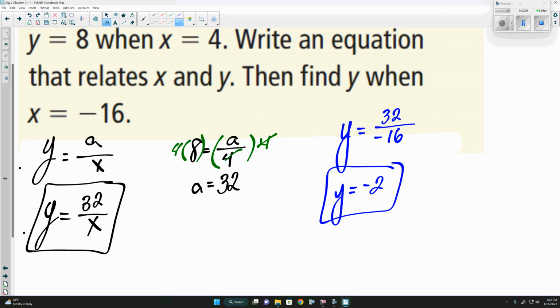Questions on this here? Now, some of the ones on the homework, when you're solving them, they don't reduce. So if it had been, say, 32 over 7, that doesn't reduce. Leave it as 32 over 7. If you get an ugly decimal, leave it as a fraction.